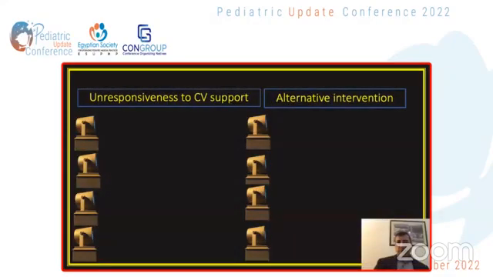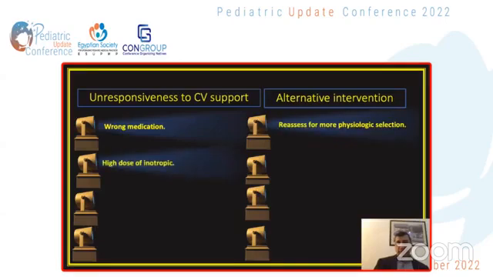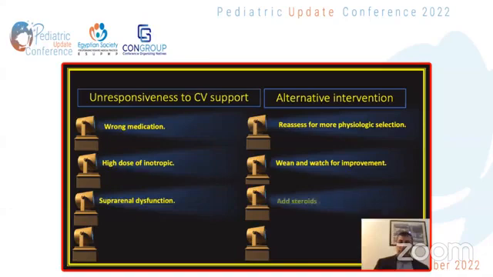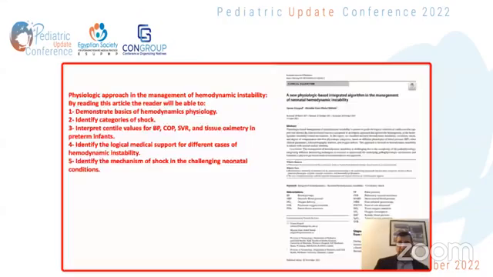If you have unresponsiveness to any cardiovascular medication, keep in mind it could be the wrong medication, so you need to reassess the physiologic support for this infant. It could be a high dose of inotropes. You need to wean and watch for improvement or even stop the medications. It could be adrenal dysfunction, so you may need to consider steroids. It could be missed cardiac pathology. So if you haven't done that yet, call a pediatric cardiologist to do echocardiography and assess for any missed cardiac pathology.